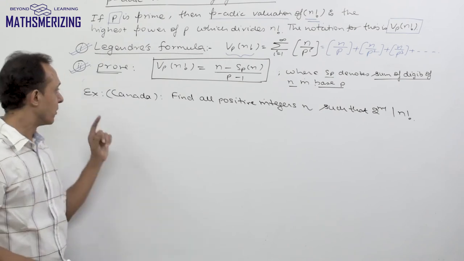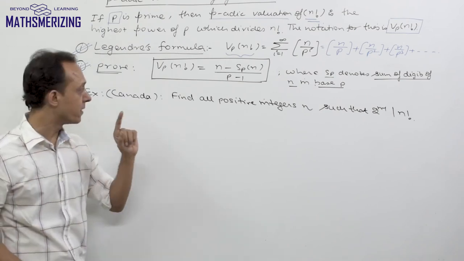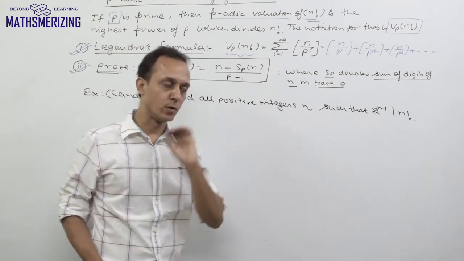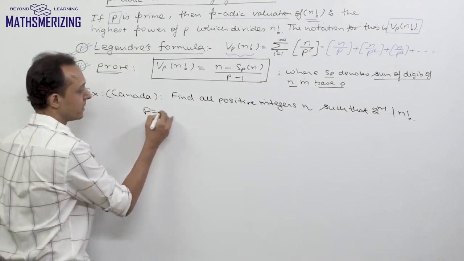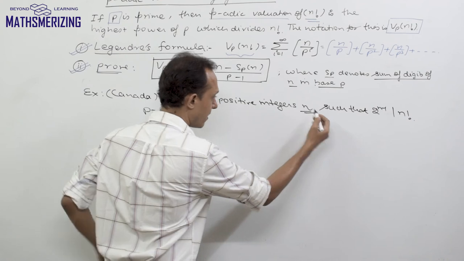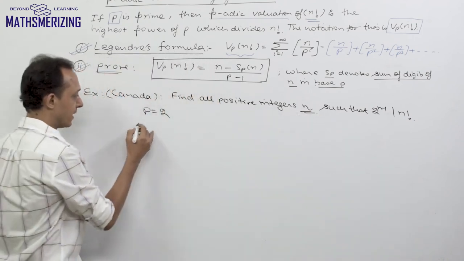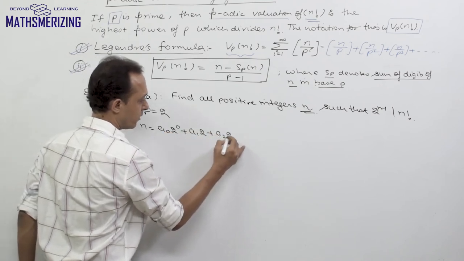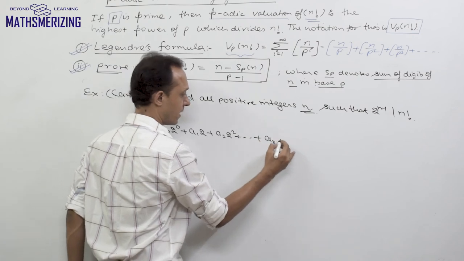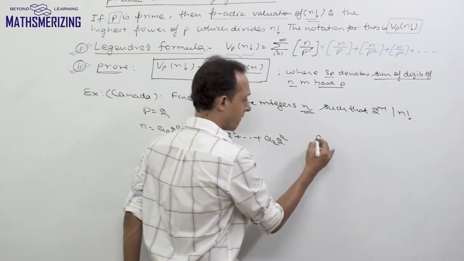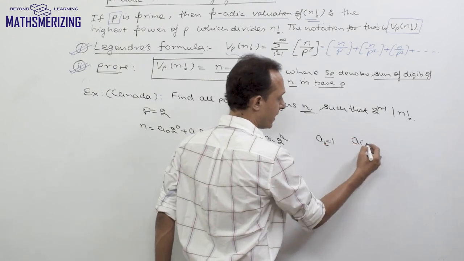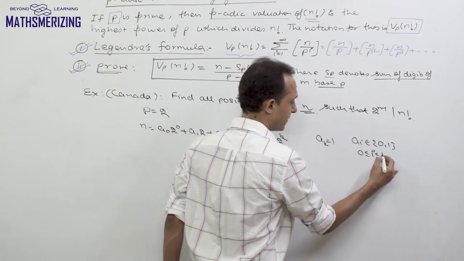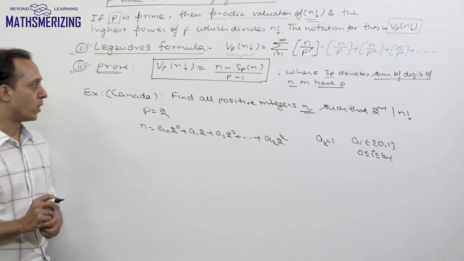Now let us take an example. This is a problem which appeared in Canadian Mathematics Olympiad, and the question was, find all positive integers n such that 2 to the power n minus 1 divides factorial n. So what I'll do is, here I'll take this p as 2, and I'll express this n to the base 2. So I'll write this n as a0 into 2 to the power 0, a1 into 2, a2 into 2 square, and then ak into 2 to the power of k, where ak is equal to 1, and each ai is either 0 or 1 for all i that lies between 0 and k minus 1.